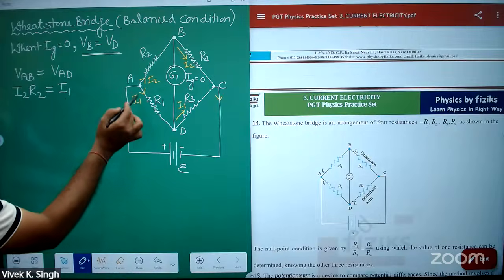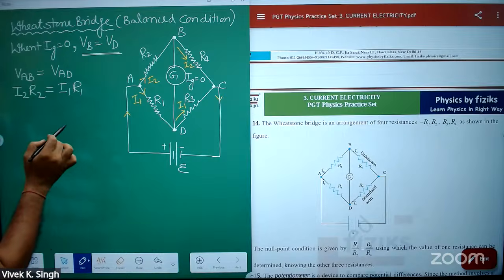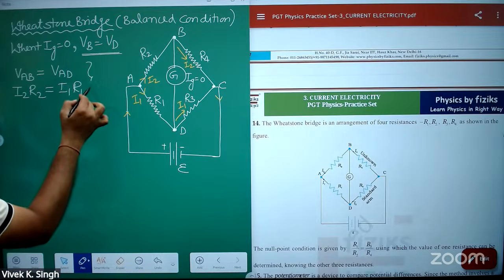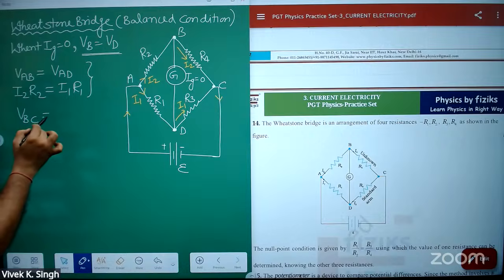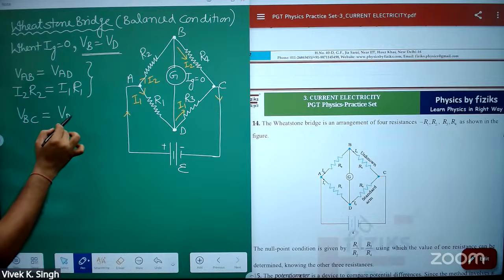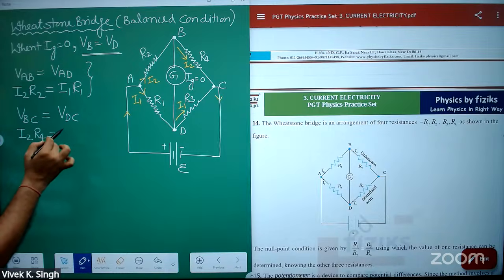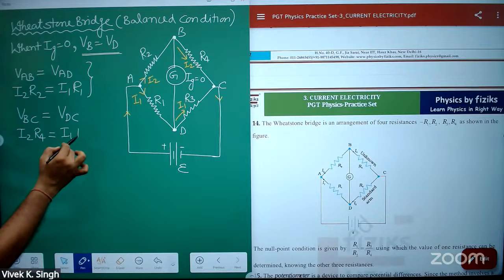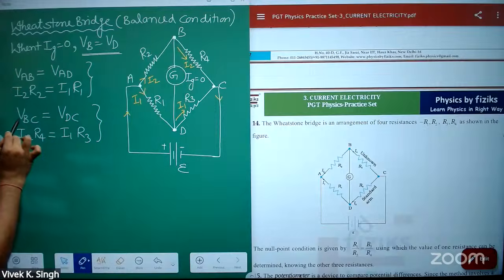So VAD, the potential difference, will be I1 into R1. Similarly, this is one such relation. And then what is VBC and what is VDC? That is given as I2 into R4, and that is I1 into R3, because B and D are at the same potential. So they will be equal.